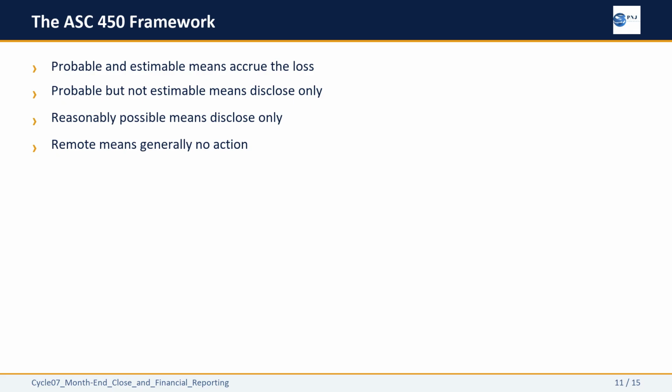And here is the rule people forget. A gain contingency is never accrued. Under conservatism, you recognize a gain only when it is realized.